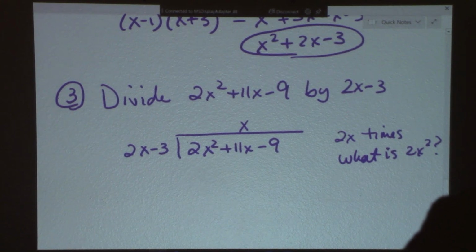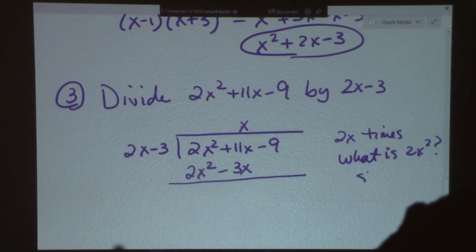Now I'm going to multiply. x times 2x is 2x squared. x times negative 3 is negative 3x. You see how that works out? It all ends up in the right place.